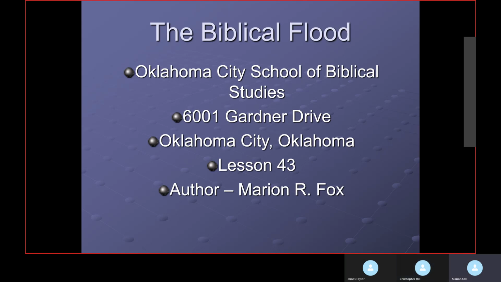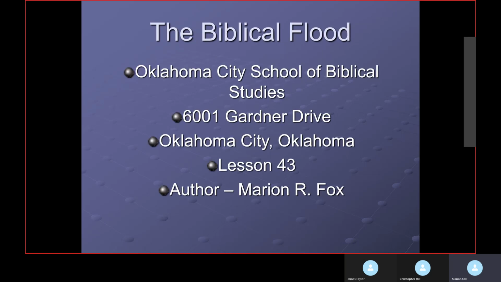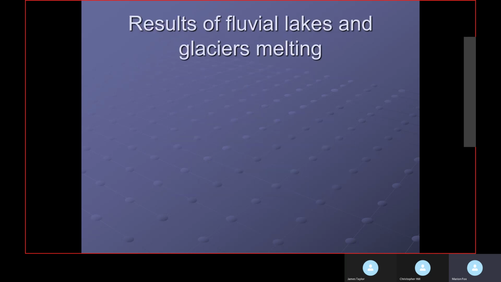Yes. Okay. All right. What we'll do now, this is our 43rd lesson, and we'll continue and link this in with the fluvial lakes that we had last lesson. Fluvial lakes and glaciers, when they melted, they elevated the sea level. And in the elevation of the sea level, they created situations that we're going to see here with the Mediterranean Sea and some other places in the world as well.